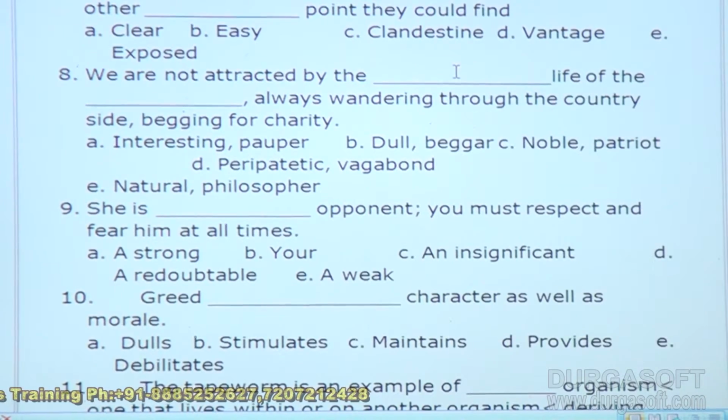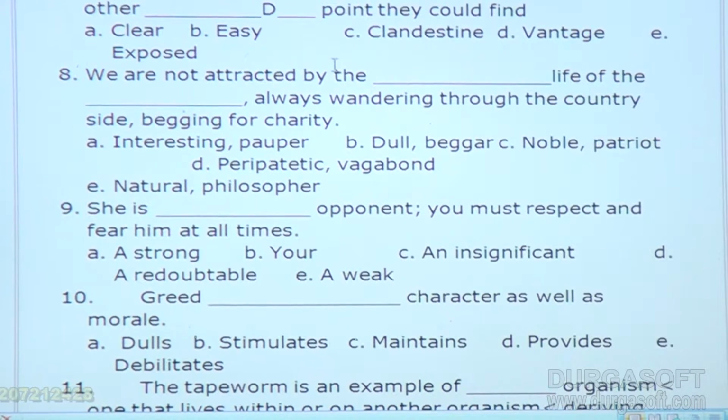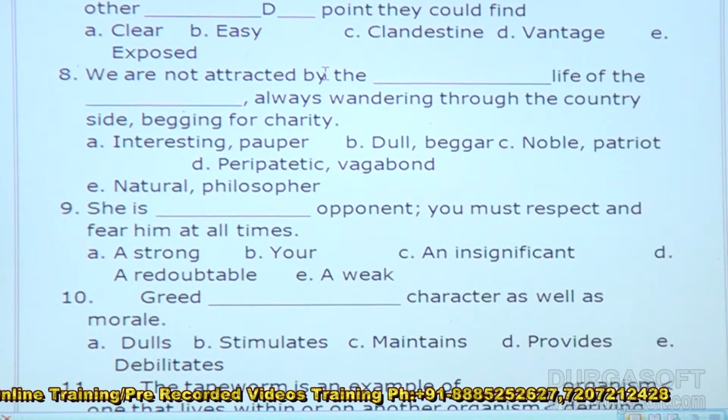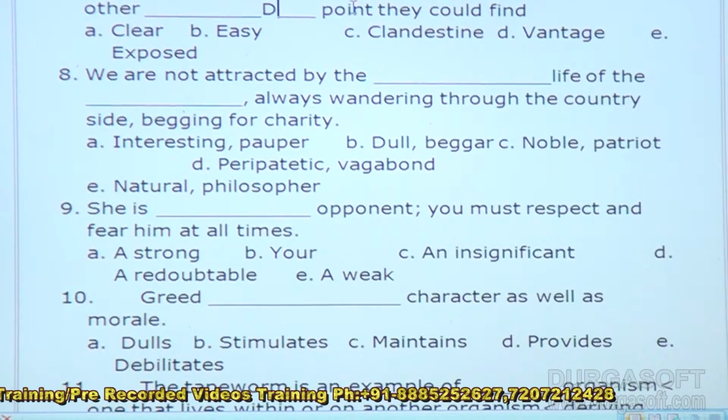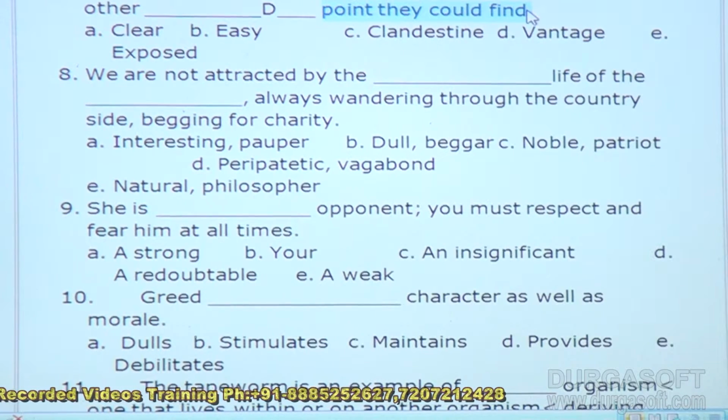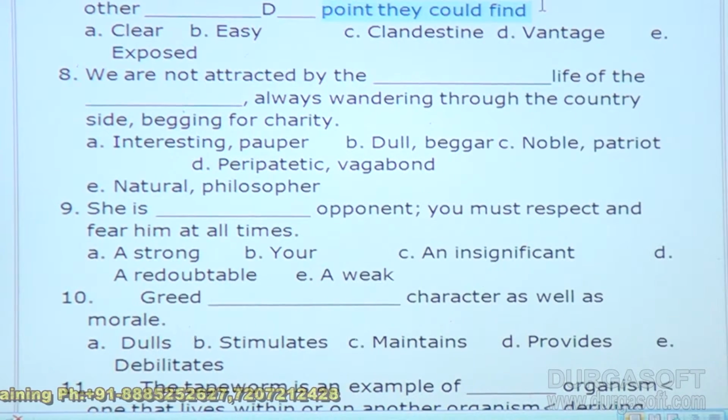Now question number 7. The enemy fired from behind the barracks, tanks and any other vantage point. Why is vantage point appropriate here? Because we cannot use clear point, we cannot use easy point, we cannot use clandestine and exposed. Exposed point, no. So when I gave techniques for sentence completion, the answer lies always in the vantage point. Vantage means appropriate, easy point.